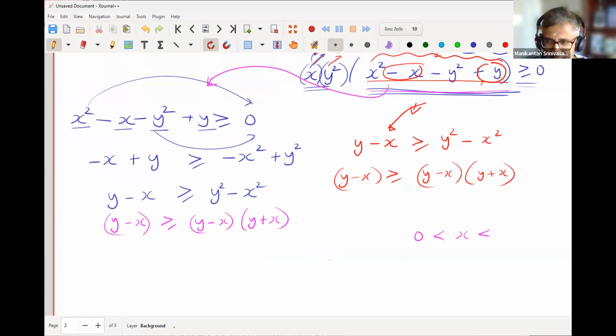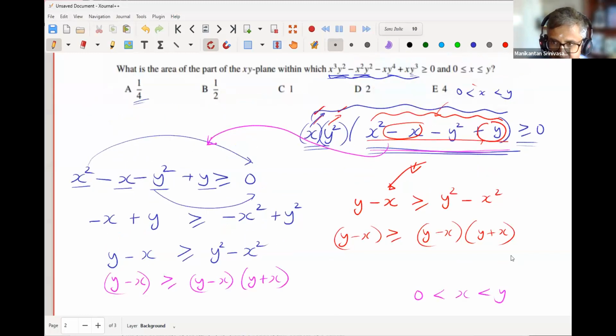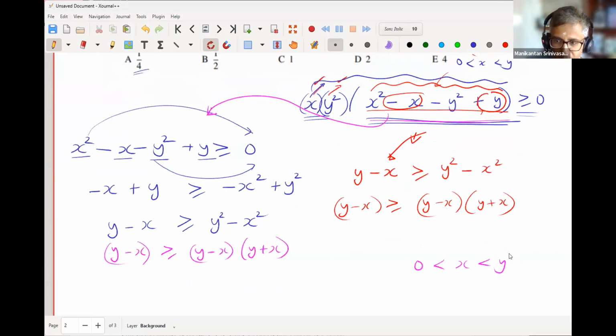Let's say 0 less than x less than y. Technically it is 0 less than or equal to x less than or equal to y, but for now let's pretend 0 less than x, strictly less than. If it's strictly less than, then y minus x is a positive quantity, which means I can cancel off a positive quantity on both sides without doing anything.